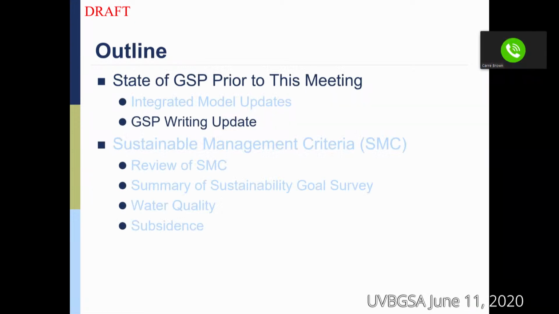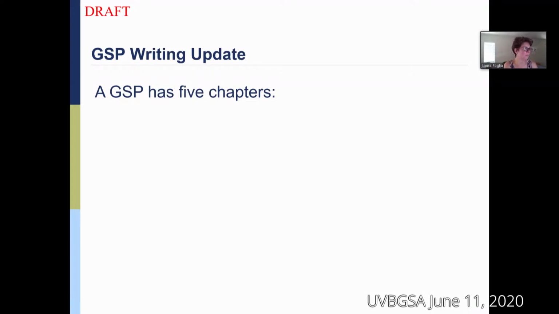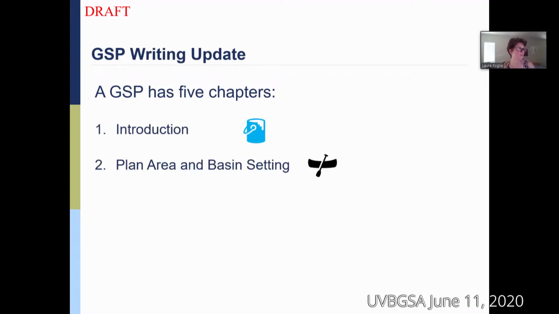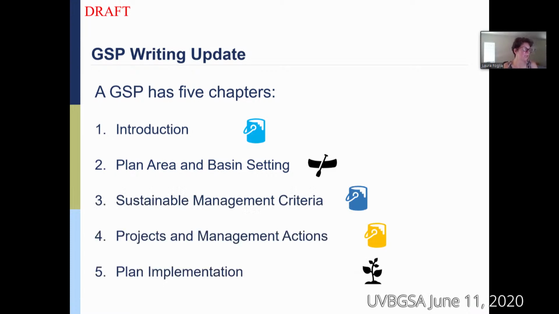Okay, and then a quick update on the writing, just to remind each of you that the GSP has 5 main chapters. These 5 chapters have been pretty much defined by the Department of Water Resources, and we are following their suggested annotated outline, so that hopefully it will be easier for them to review and also for us not to miss any components. The introduction is something that we'll probably do at the very end, because it is more work that the county, the water agency, will have to do, with more administrative information on the GSA and some details on that.